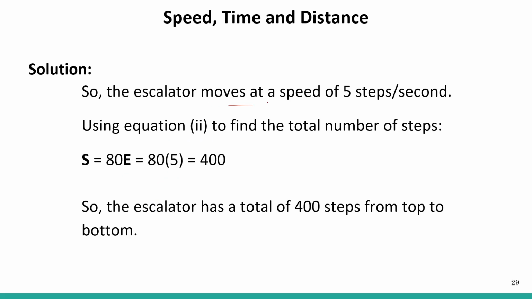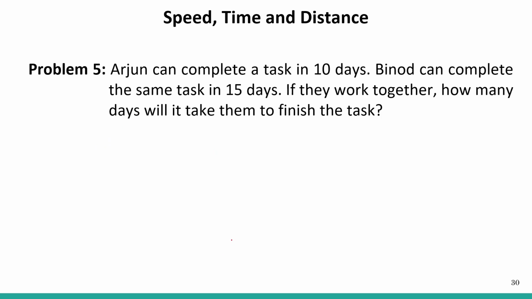So the escalator moves at a speed of 5 steps per second. Using equation 2 to find the total number of steps, s is equal to 80e, that is 80 into 5, which is 400 steps. So the escalator has a total of 400 steps from top to bottom.